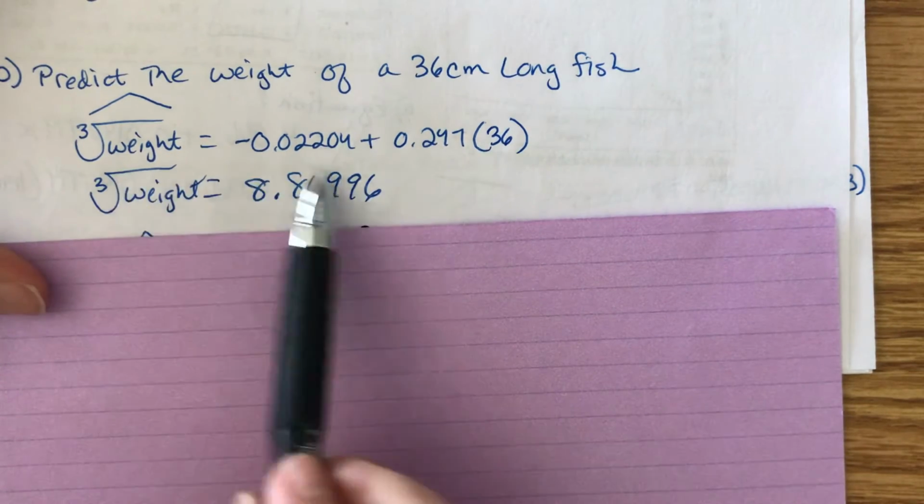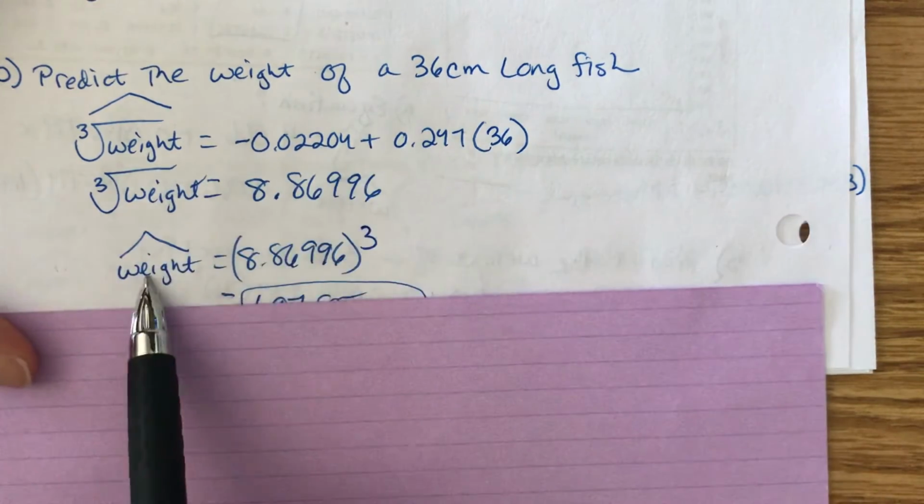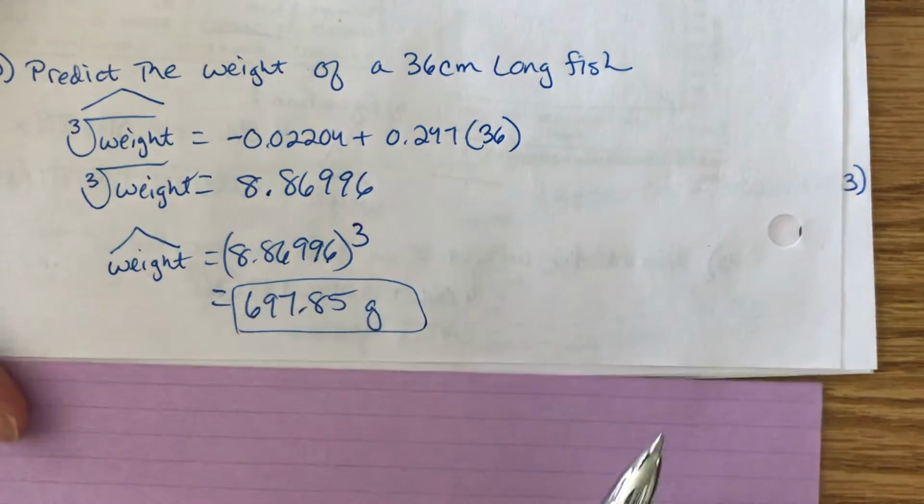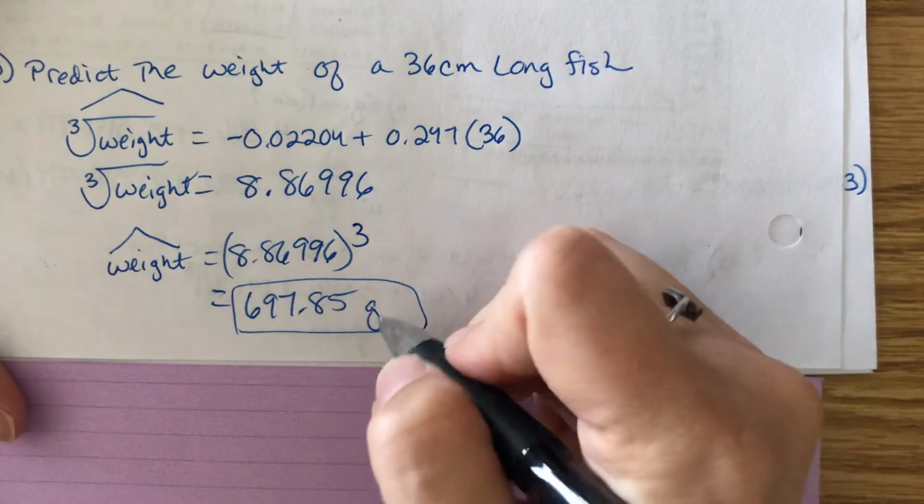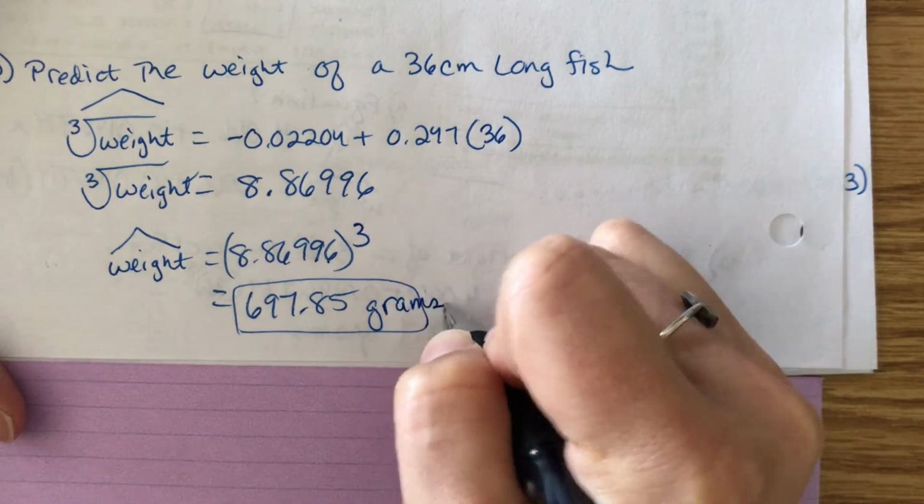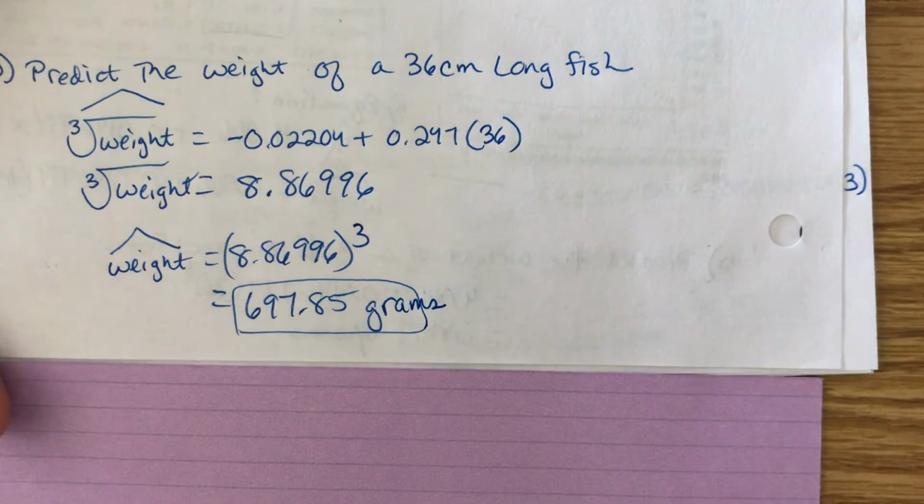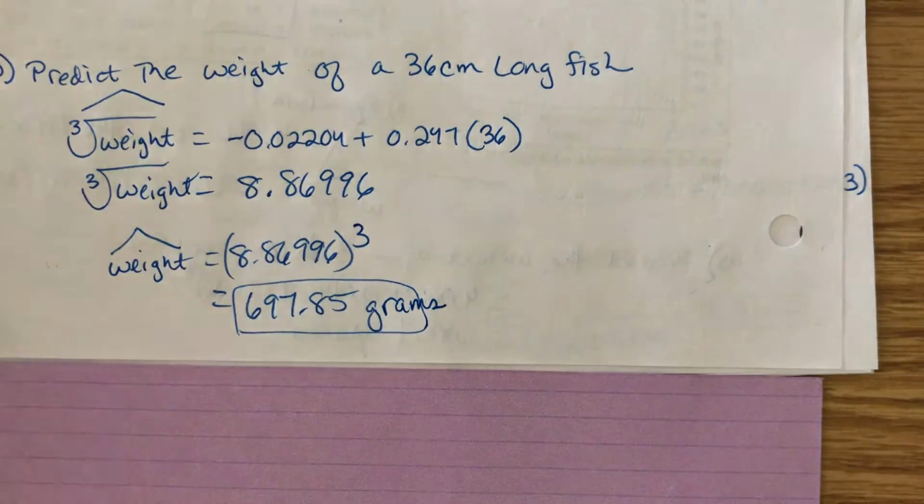So then when you cube both sides, you're going to get just predicted weight of this to the third power. We're just doing a little algebra to solve it out, okay? And we would get our 697.85 grams.